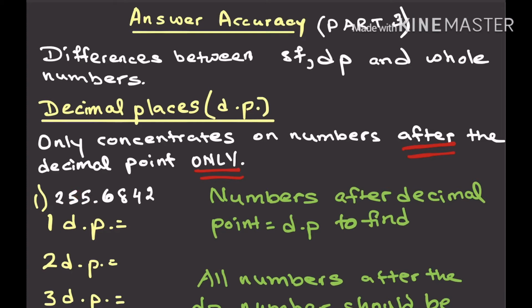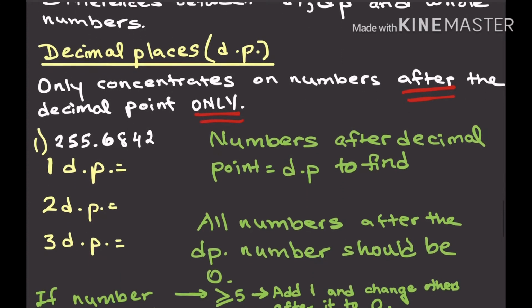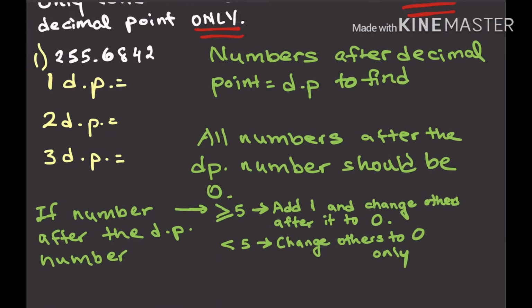So, to begin with, I have written a rule here, which I also did in my previous videos to make it easy for you. It's a very generic rule. You can follow it for any question. So, to make things easy, we're just going to look at this section here. So this just means that numbers after the decimal point equals to the dp to find.